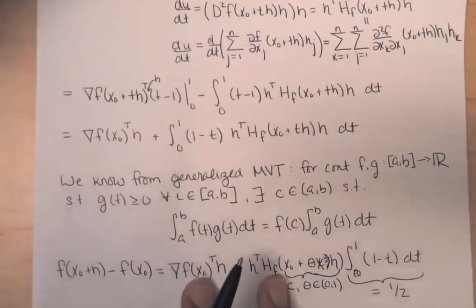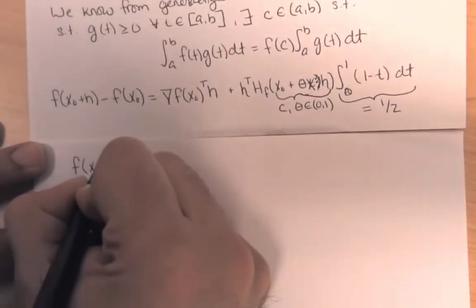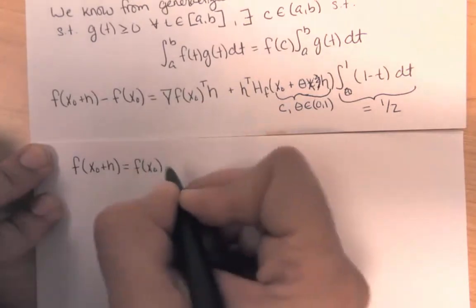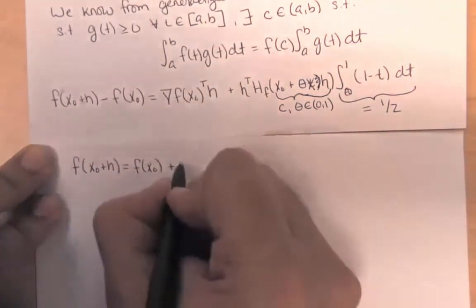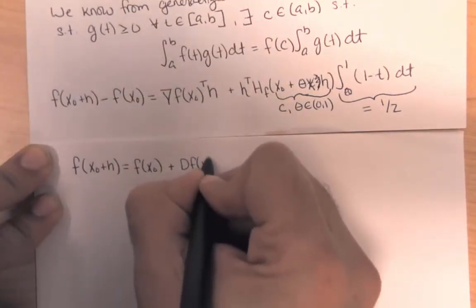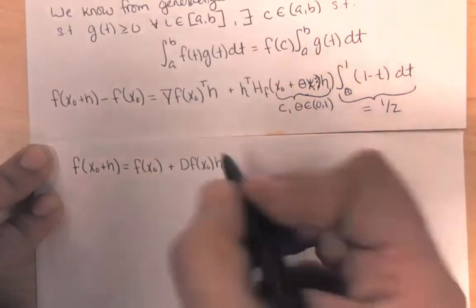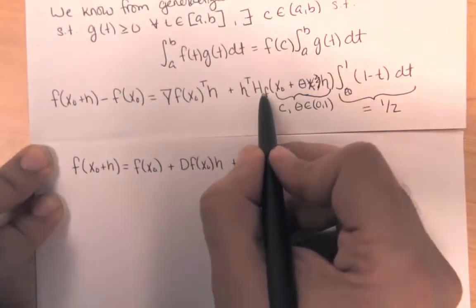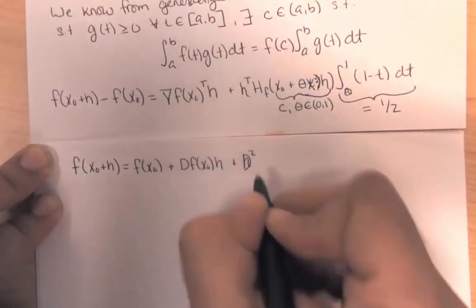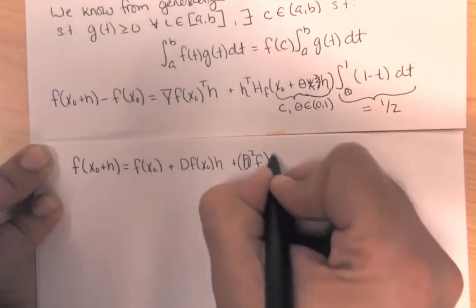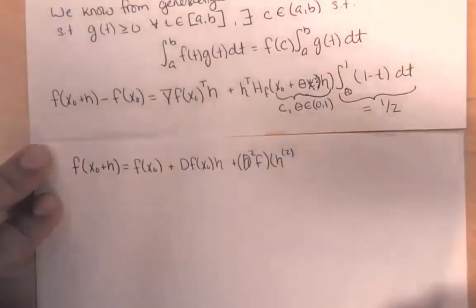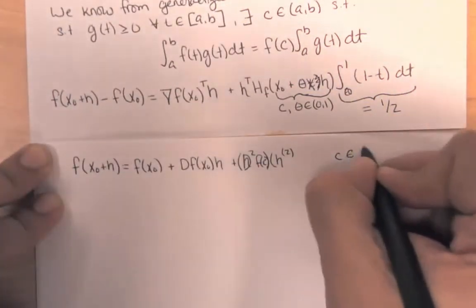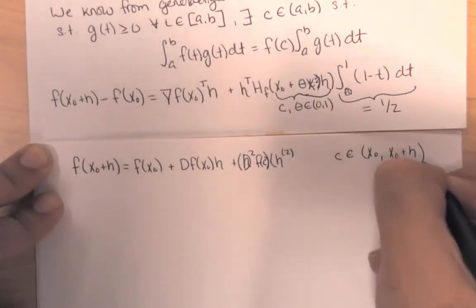So let's put this all together. f of x naught plus h equals f of x naught plus, now remember the gradient transpose, that's just the derivative evaluated at x naught times h, plus, and the h transpose times the Hessian times h, that's just the second derivative of f applied to the 2 tuple, and this is evaluated at some c, where c is between x naught and x naught plus h.